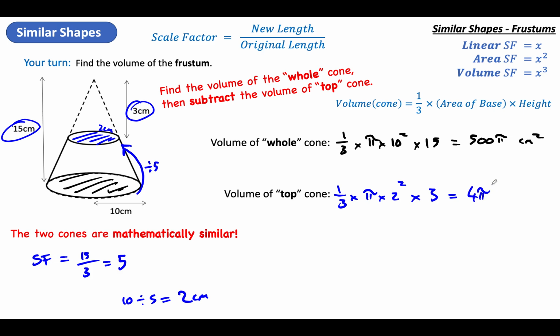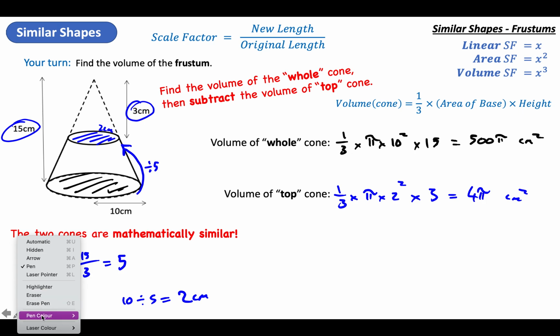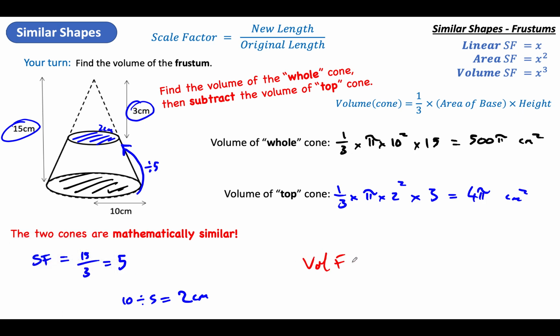But because I'm a little paranoid, I'm just going to check it on my calculator. One third times pi times 2 squared times 3 is, of course, 4 pi. I should have trusted myself. So centimetres squared. So we've got the volume of the whole cone and the volume of the small cone. And what we want is the volume of the frustum.